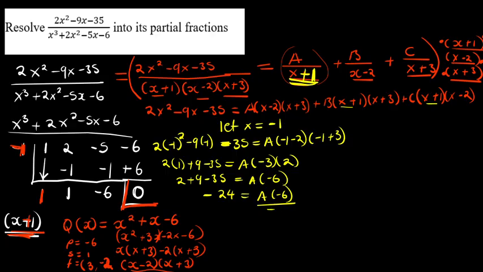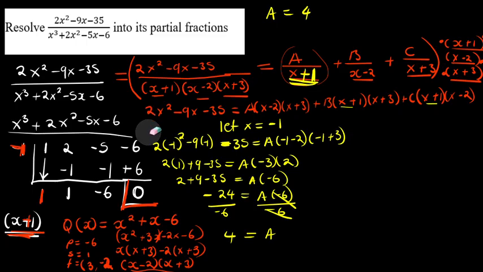So I'll divide by negative 6. I'll divide by negative 6. So this part and that part will divide. I'll have negative 24 divided by negative 6, it will be positive 4. So there your a is positive 4. That is a. Okay, now let me also go to the second one.